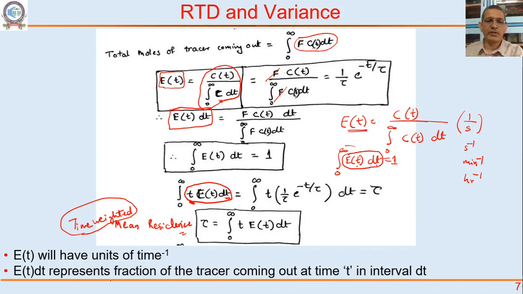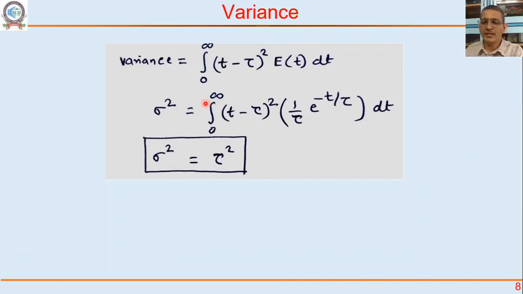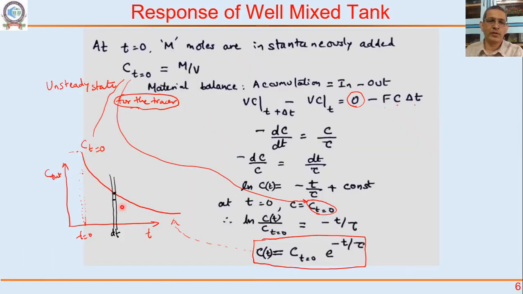And E(t) dt represents the fraction of the tracer coming out at time t in an interval dt. You have done this in your undergraduate course, but think about all these things because now we have to start using all of them. What is the variance? Statistics. What is the variance of this distribution?